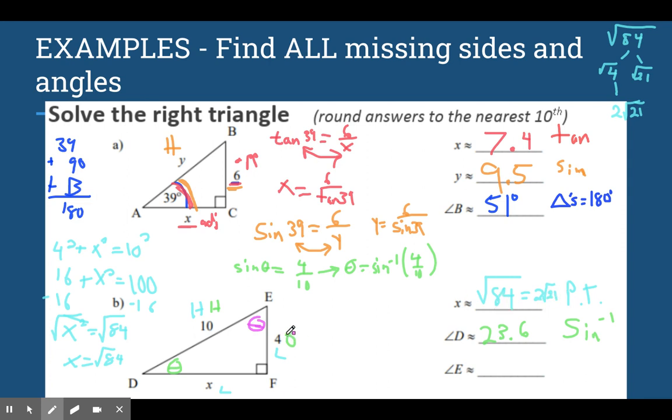So now 4 is not your opposite side anymore. 4 is now your adjacent side. 10 is still your hypotenuse. So now we're going to use cosine because we have adjacent and hypotenuse. So we set it up as cosine of theta.